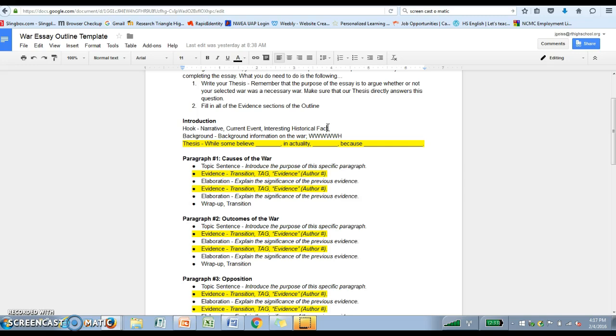So I'm now going to type an example of a hook that I might use if I was writing an essay on World War I. I'm going to use World War I because we learned a great deal about it in class and therefore everyone should be able to follow along.